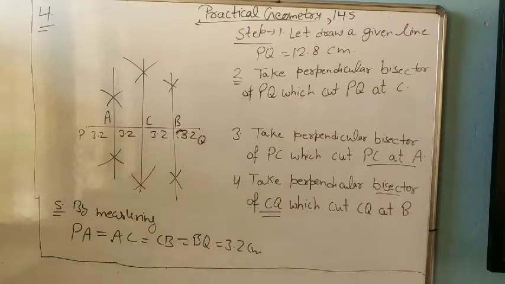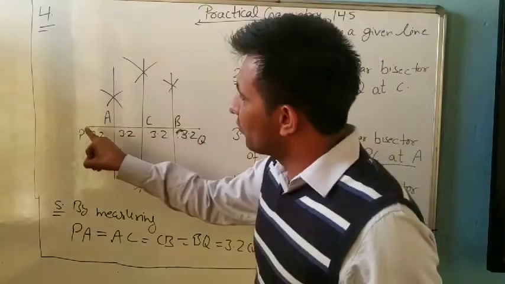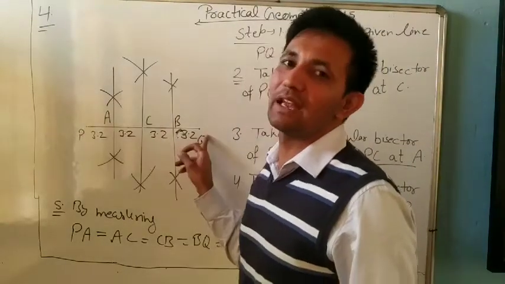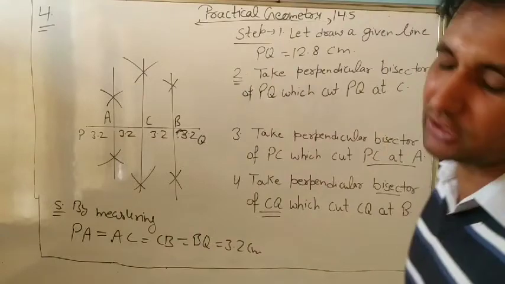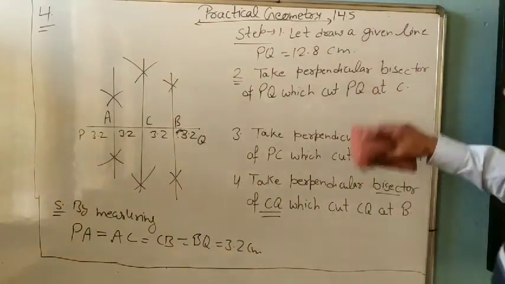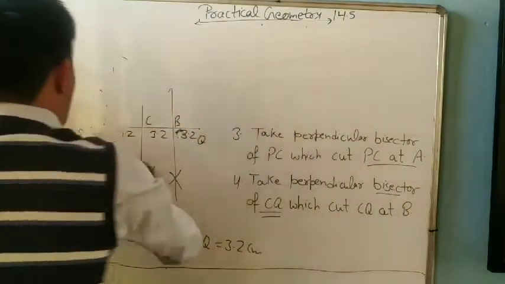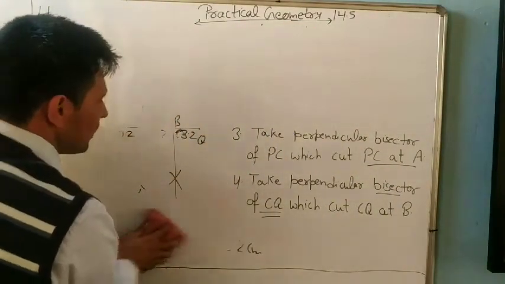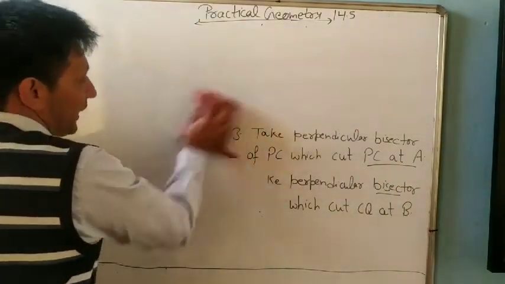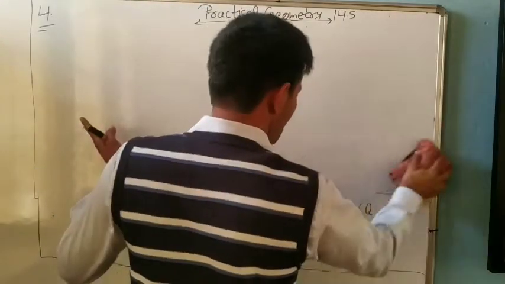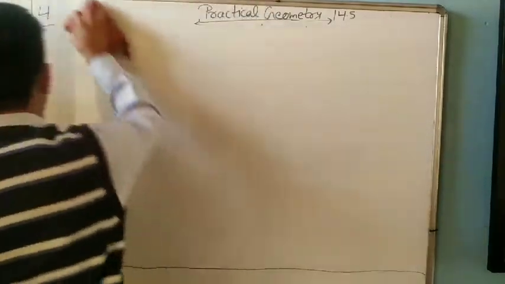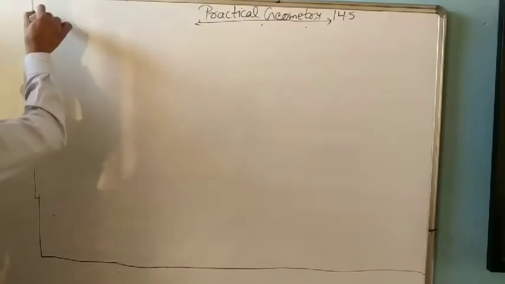So how will we take? Open the compass more than half. Once we will take P as center, once we will take Q as center. Next is question number 5. Note it down. And in the steps, you only have to write what you are doing in construction.